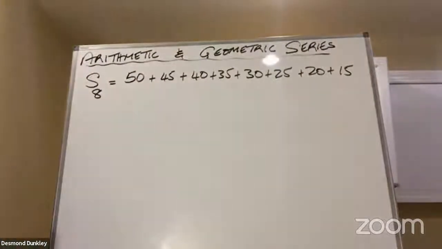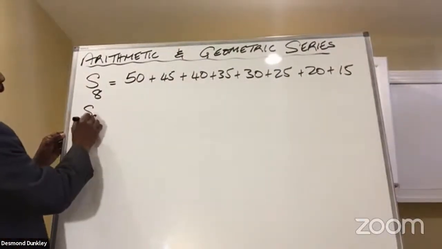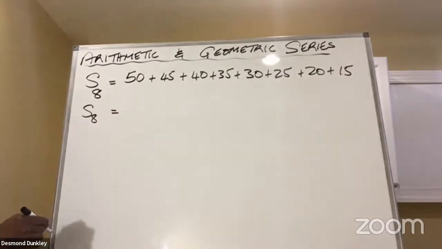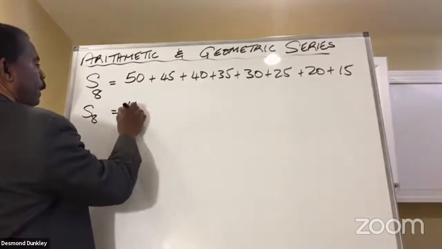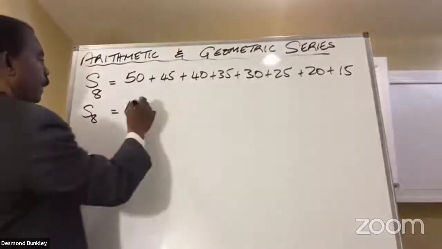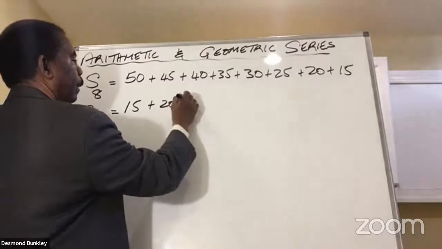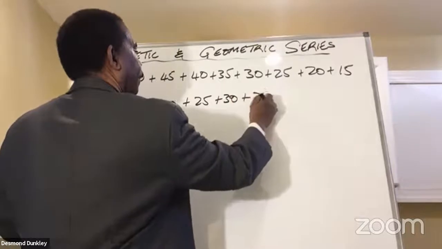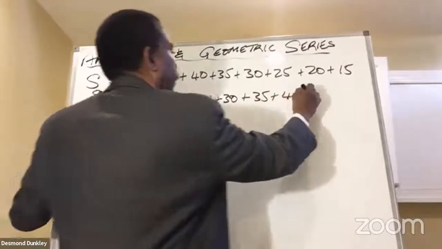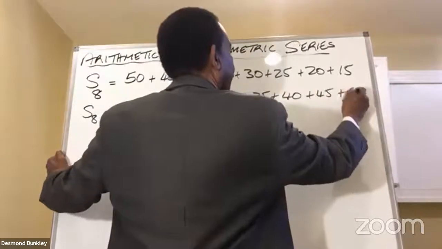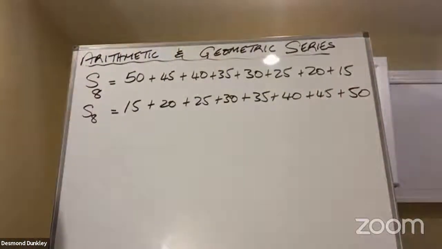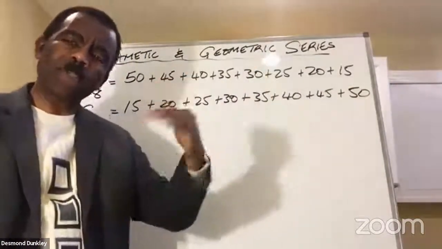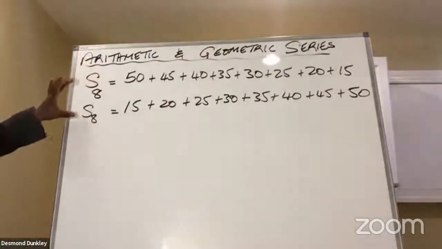Good. Okay. If I do S8, that's going to give me 15. This time I'm writing it backwards. So it's 15 plus 20 plus 25 plus 30 plus 35 plus 40 plus 45 plus 50. All I did, I rewrote the series, but in reverse order. And so it's the same sum.